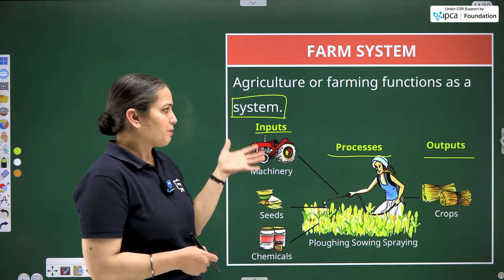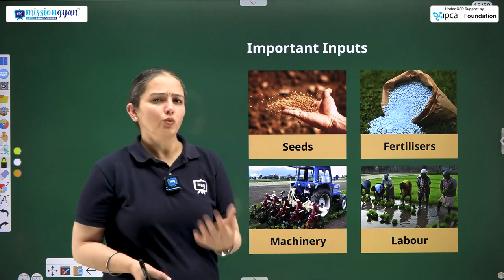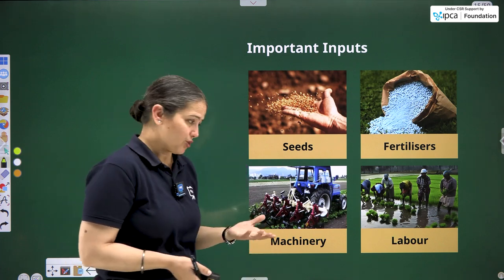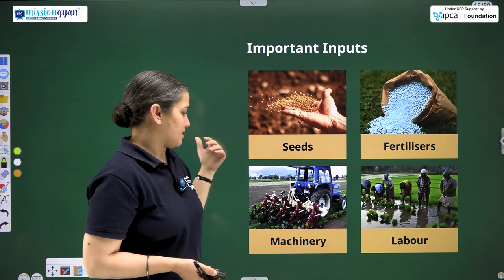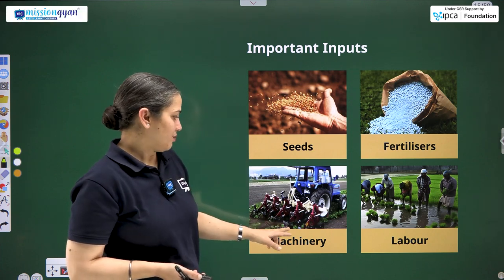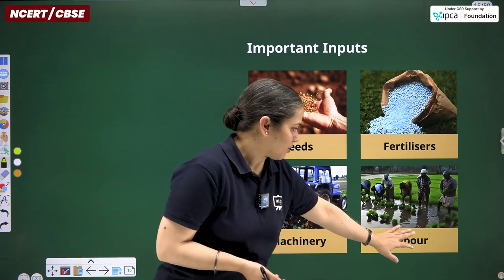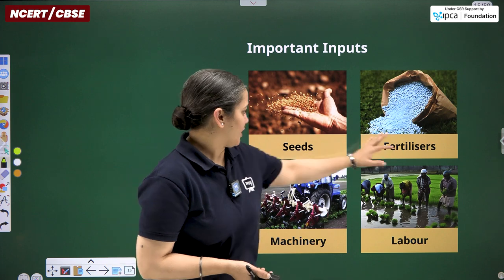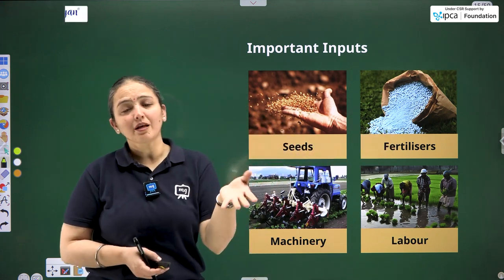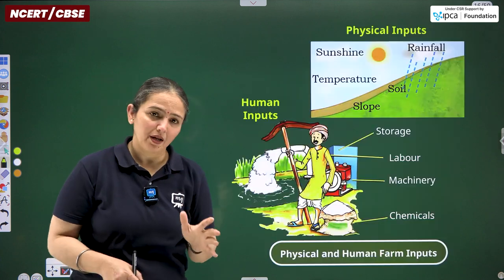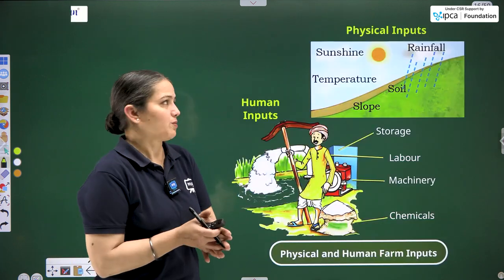Let's discuss these inputs, processes and outputs in more detail. These are some images of the more important inputs. As I've told you, the plower machine, labor is also helping in the farming part, fertilizers and seeds. Seeds can be organic, naturally occurring, or artificially prepared, or developed will be the suitable word.